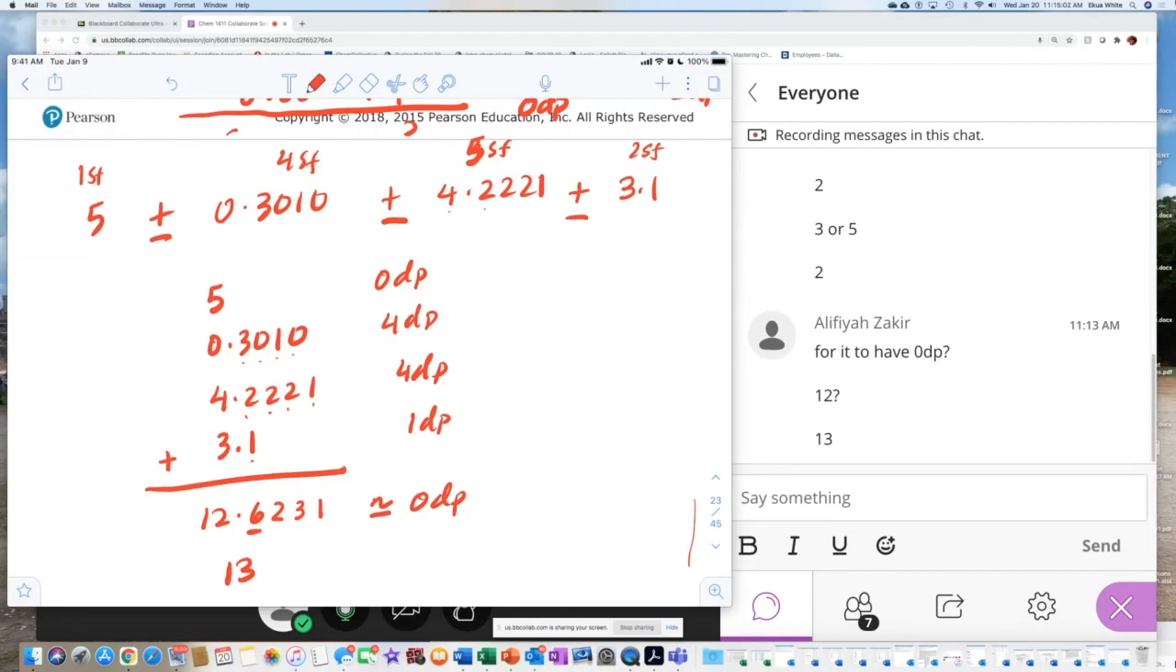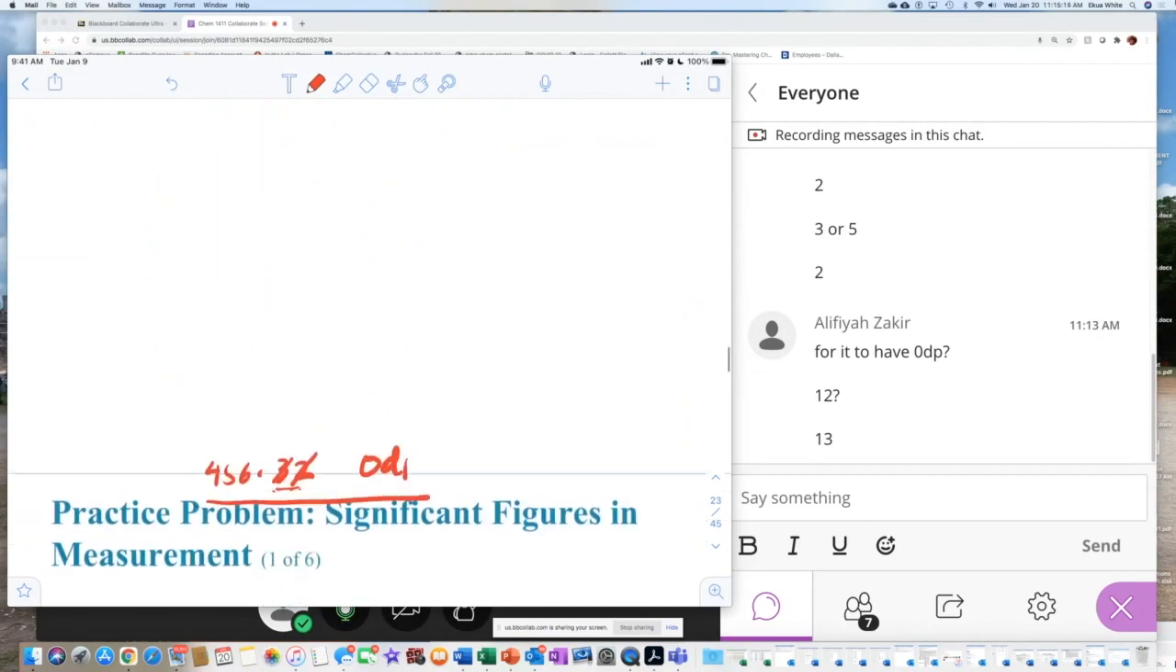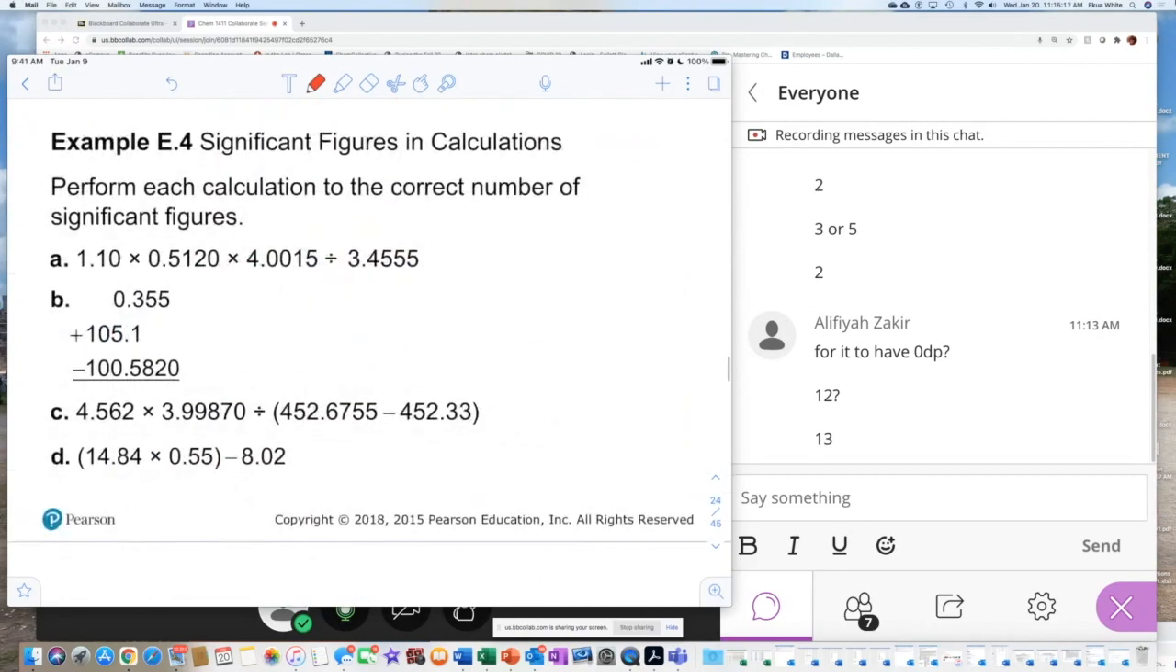Yeah, so it's going to be 13. Okay. So remember, only these two numbers will remain. So to cancel the rest of this, round it up, and then this becomes 13. Okay. So let's go ahead and practice the other questions that we have here. And then that will pretty much wrap up.